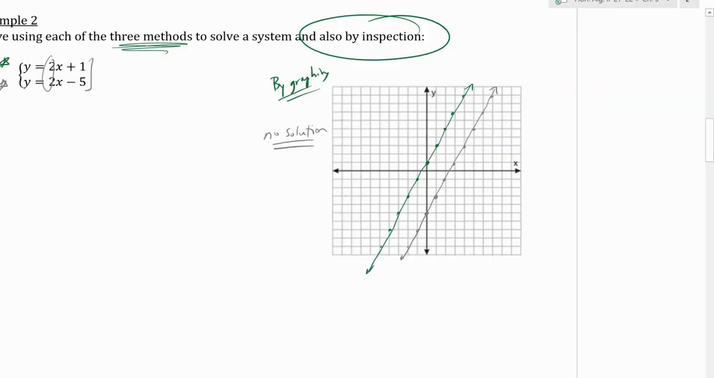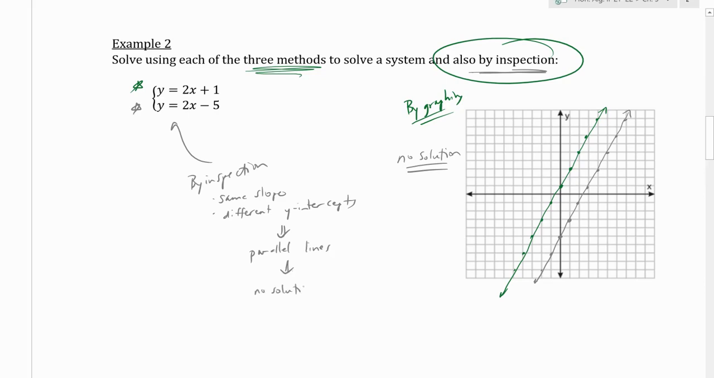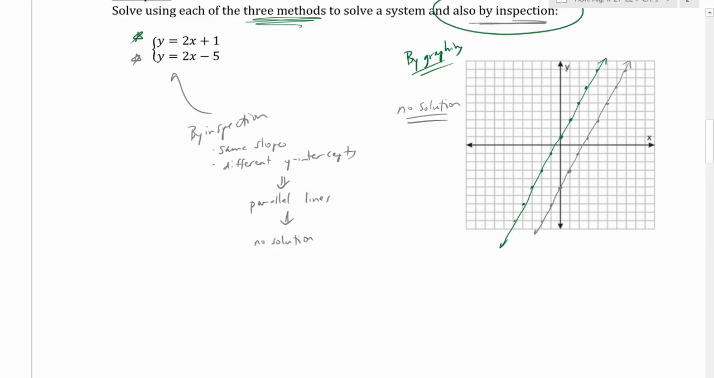Okay. The by inspection, there's a couple ways we could do that. You can just look at the equations of the line once they're in slope-intercept form and notice that they have the same slope, different y-intercepts. Therefore, they are parallel lines. They never cross, and therefore there's no solution. Okay, so that's one way of doing it by inspection.